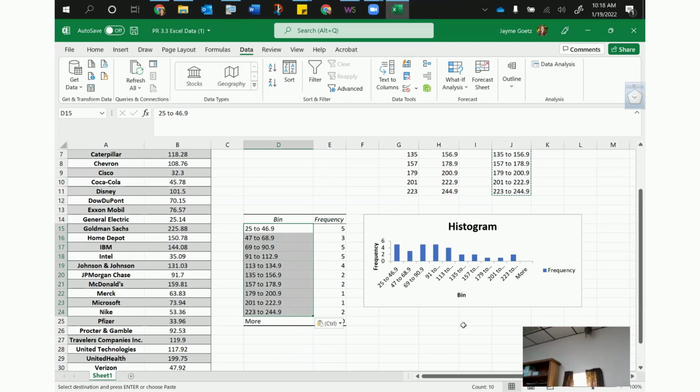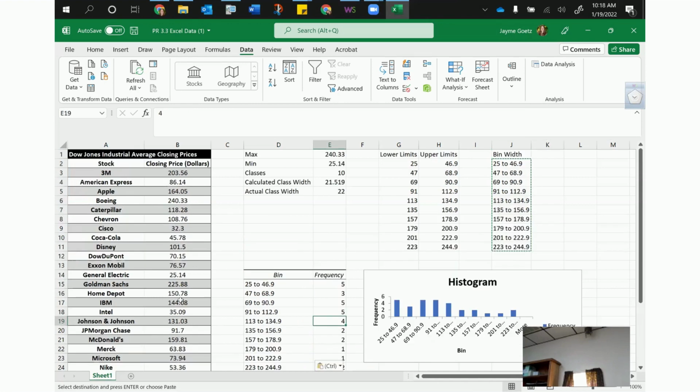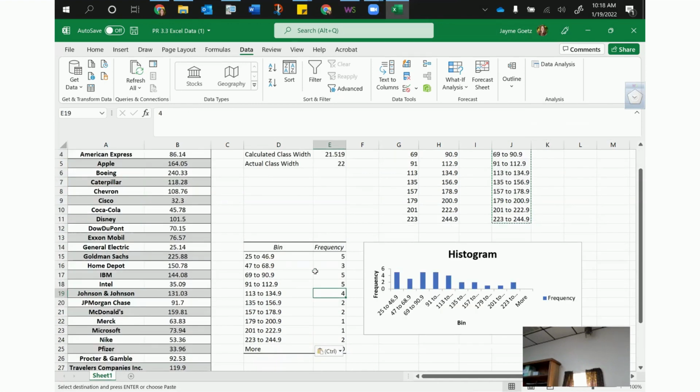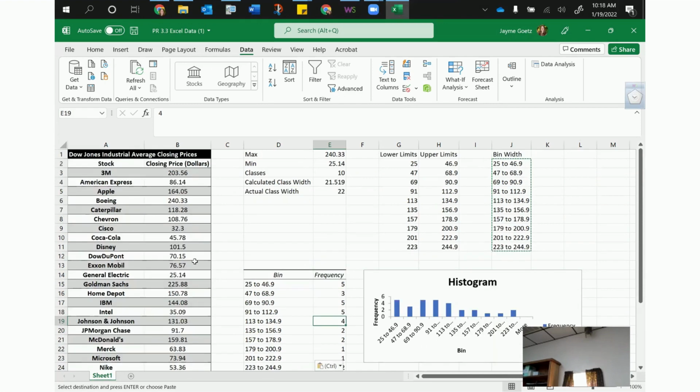So here's what this whole data analysis pack did. It took all of this data and made a frequency table for you. So it said, you chose the bin numbers. Here's the frequency of each of these in the bin numbers. There are 5 companies that had closing prices from $25 to $46.90 in our data. Then it said there's 3 in the next one, there's 5 in the next one, 5 in the next one. It made a frequency table for you.